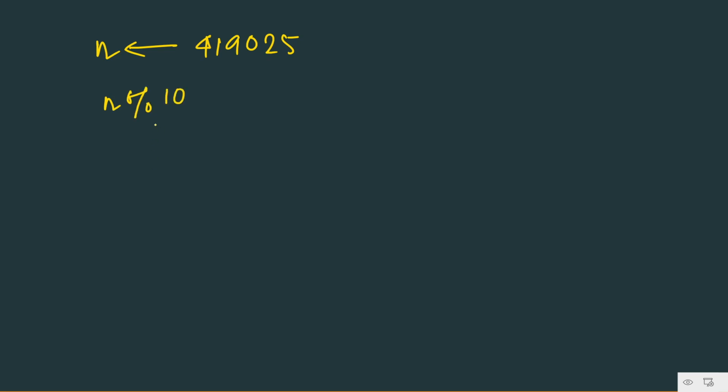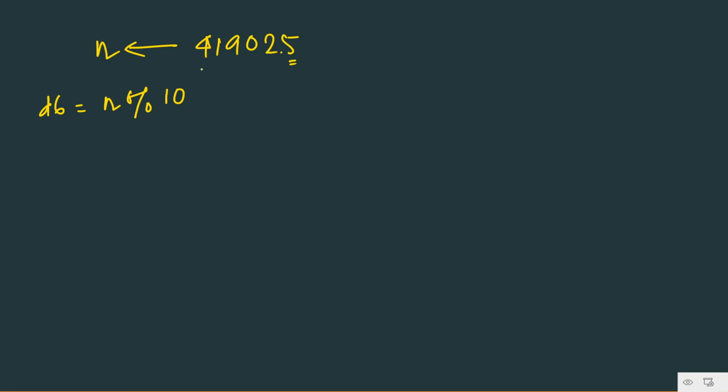What will this give us? If you divide this number, 419025, by 10, the result would be 41902 decimal 5, and anything after the decimal would be the remainder. Now, as you can see, the remainder is actually the rightmost digit. So we have isolated the rightmost digit from this number. All I need to do is save this digit into a variable of its own. Let's call it D6, because this is the 6th digit. So D6 equals n modulo 10.